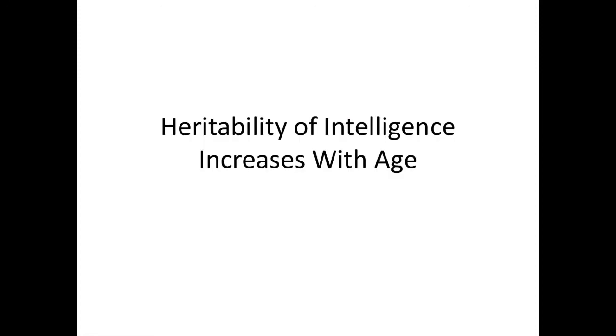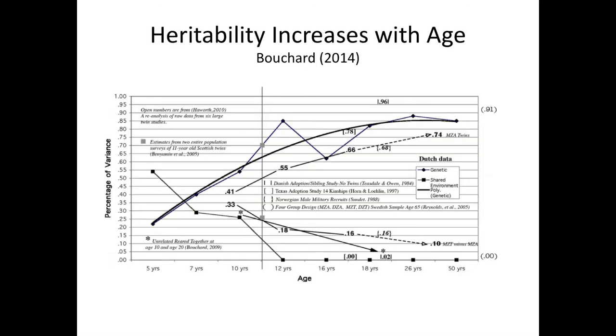The heritability of intelligence, like the heritability of BMI, except much more familiarly so, increases with age. This is not my slide. This is from a famous behavior genetics researcher named Tom Bouchard. The graph runs from 5 years on the left to 50-year-old adults on the right. And the heritability of intelligence increases from about 0.2 in little children up to getting close to 1 in adults.